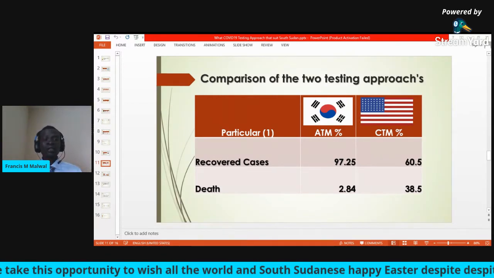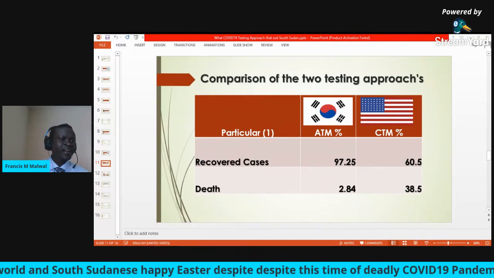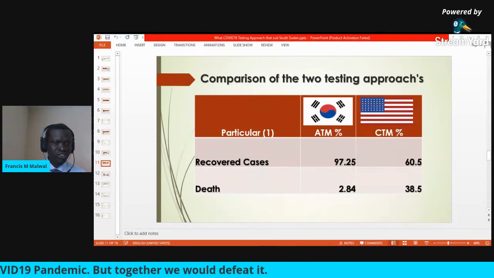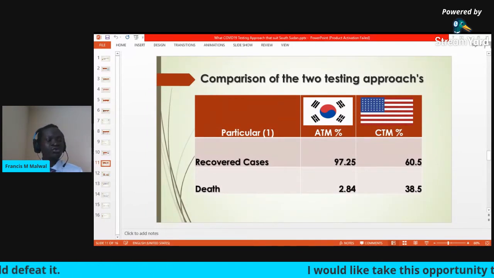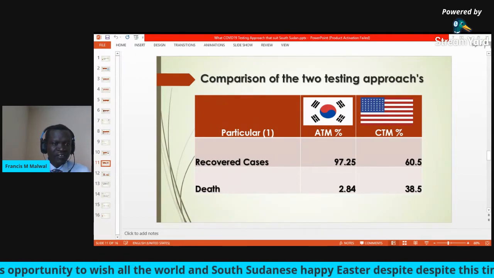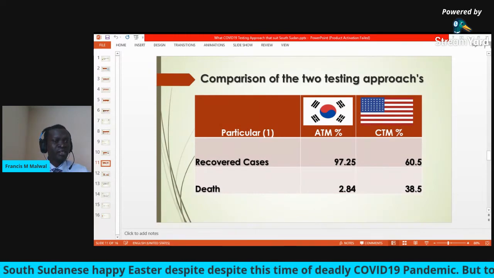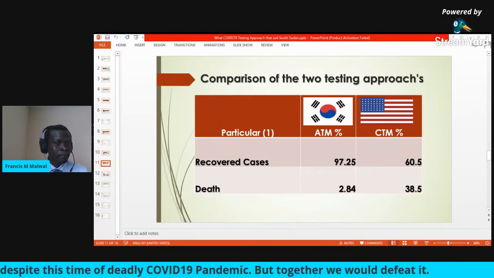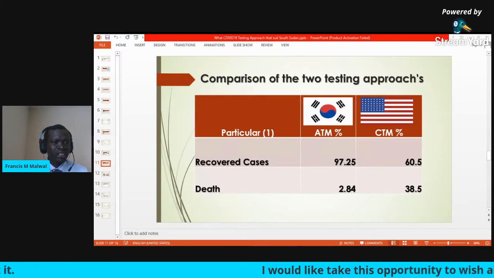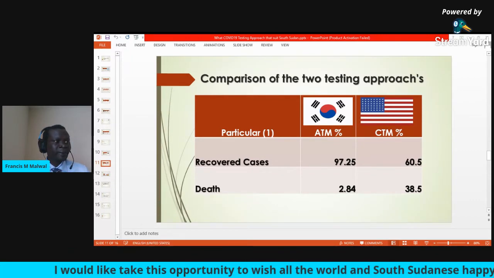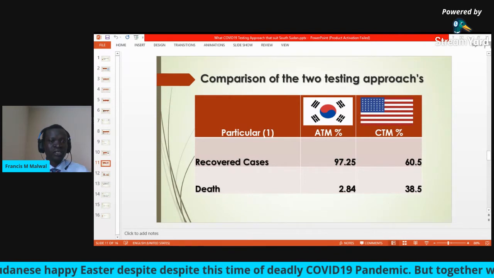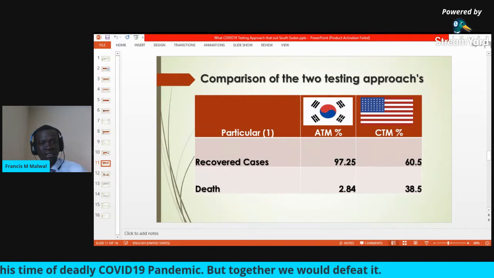For the picture to be very clear to you, I just want you to look at the comparison. The US used the conservative testing method, and South Korea used the aggressive method. Look at the recovery cases: 97% of the cases recover in South Korea, but in the US, only 60%. When you look at the deaths, the death rate in South Korea is 2.8%, compared to 38.5%. Sorry, 39.5%. There is a typing error here.